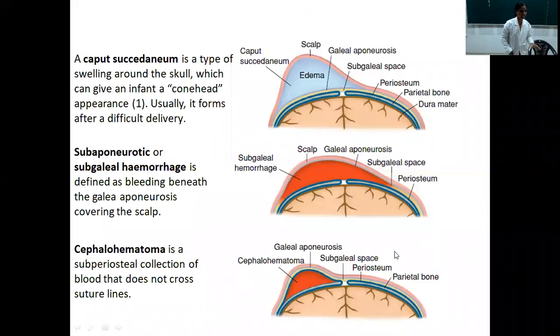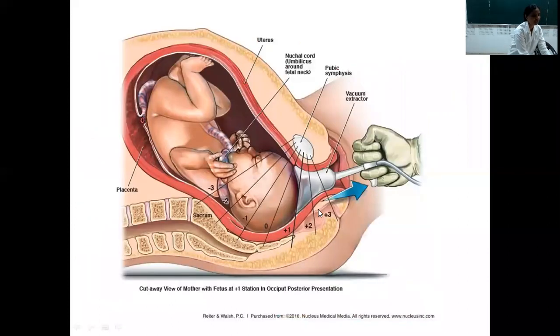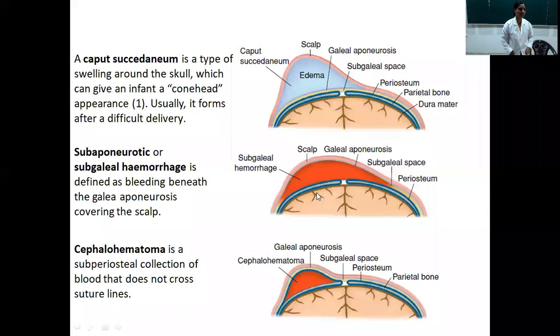Some important clinical aspects I want to discuss. After a difficult delivery in neonates, there are three points I want to explain. These three conditions occur mostly after difficult deliveries. Why? Because in difficult deliveries, tools like vacuum or forceps are used. By the use of these tools, we can expect three clinically important conditions.